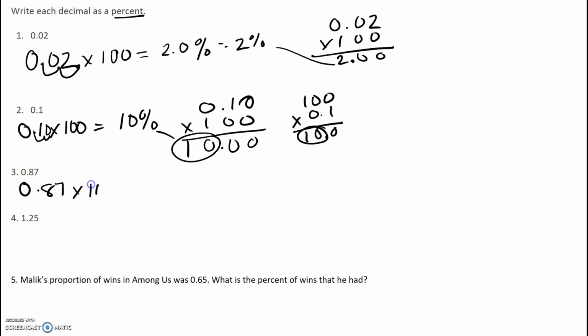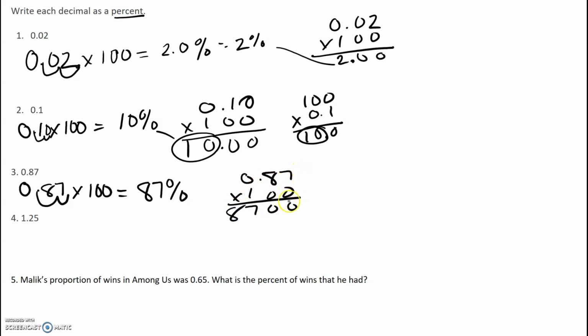0.87 times 100. Move my decimal point 2 to the right. Gives me 87%. Double check my math. 0.87 times 100. My zeros. 1 times 7 is 7. 1 times 8 is 8. I have 2 decimal places. That gives me my 87.